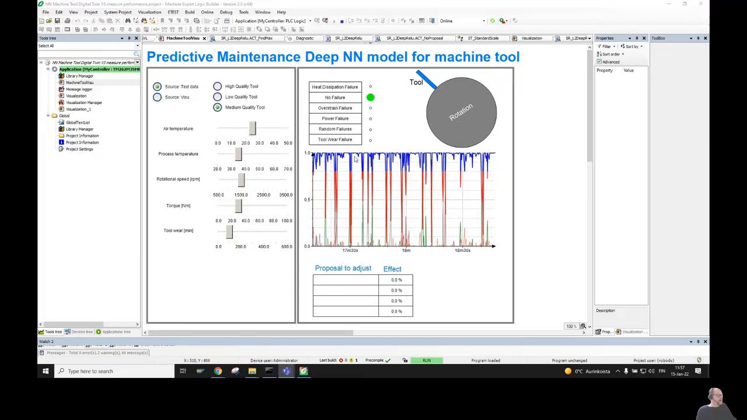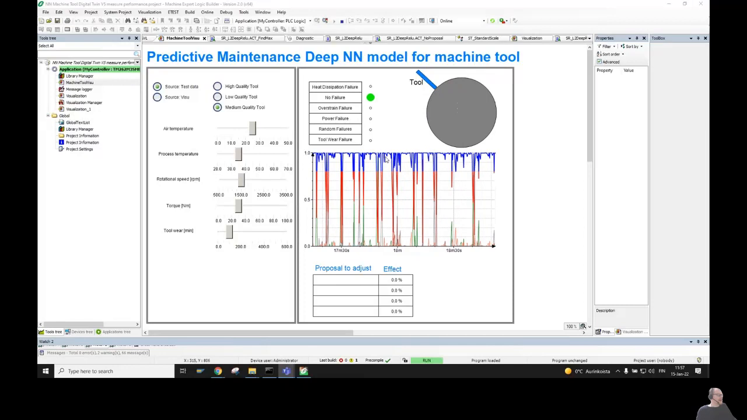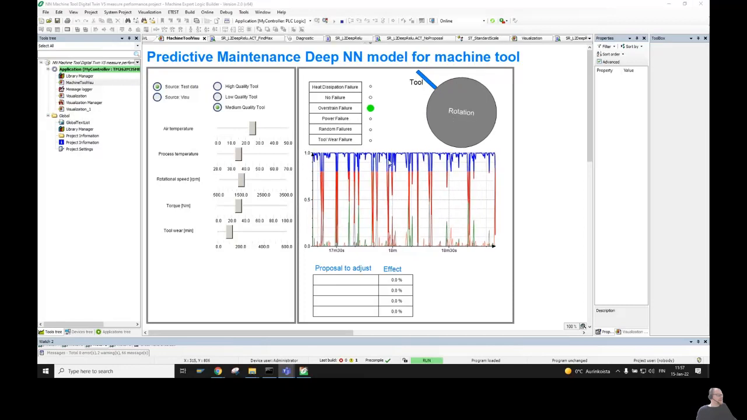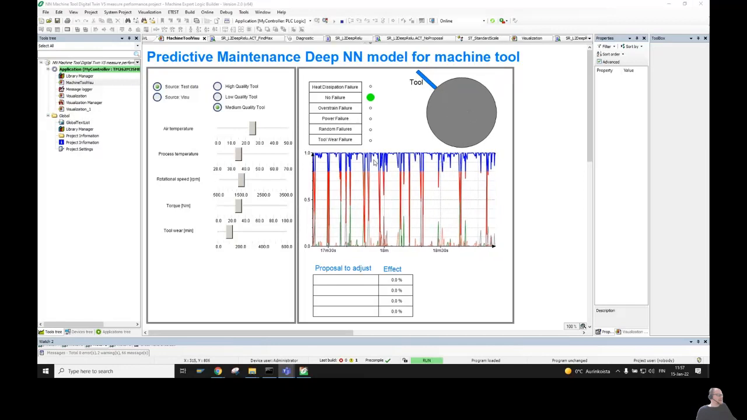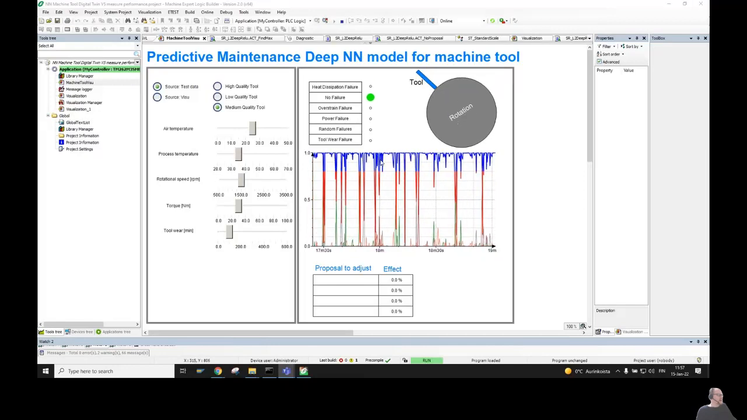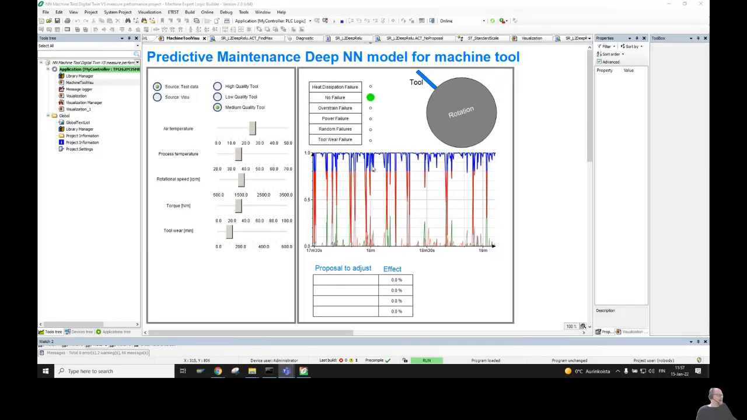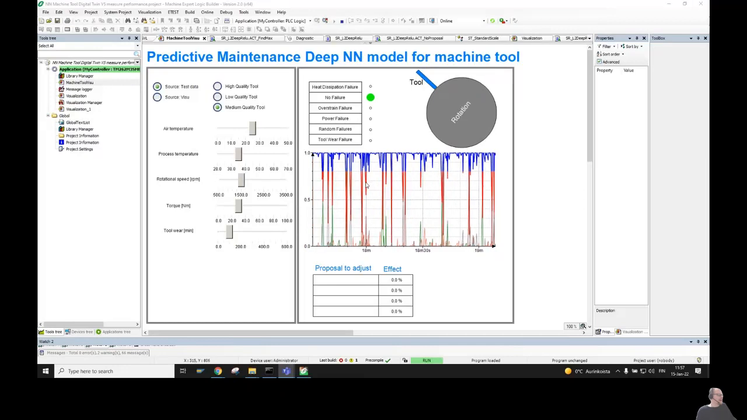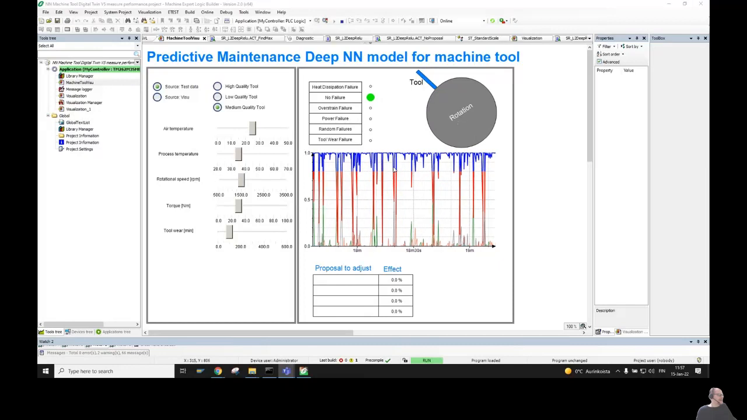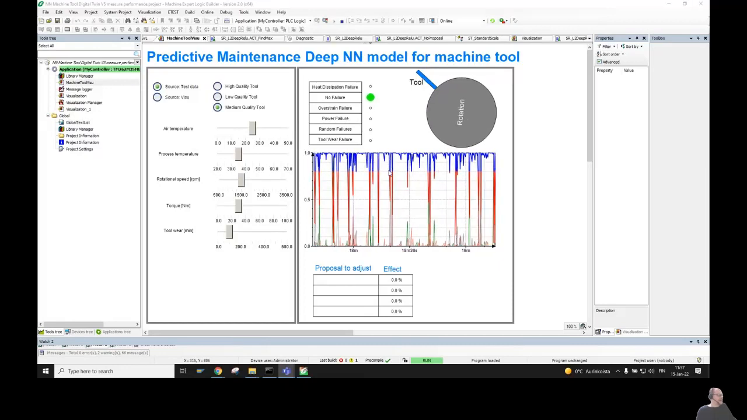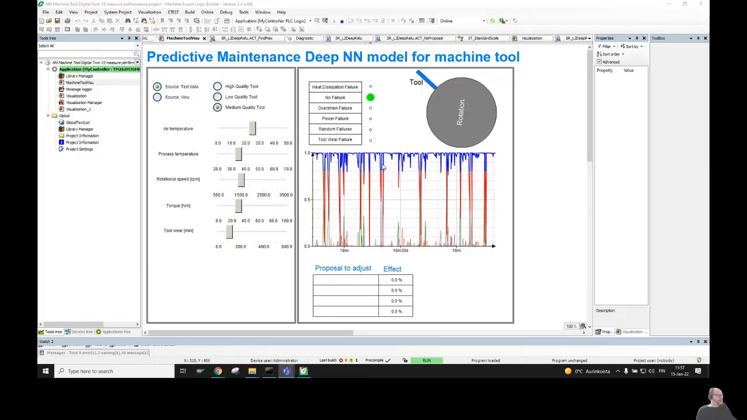And what you can see here is a graph. This is actually the probability of no failure. So when this curve is blue, then the probability of no failure is over 80, and if it drops below that, it will go to red. Of course, you can adjust these kinds of limits to whatever your needs are.